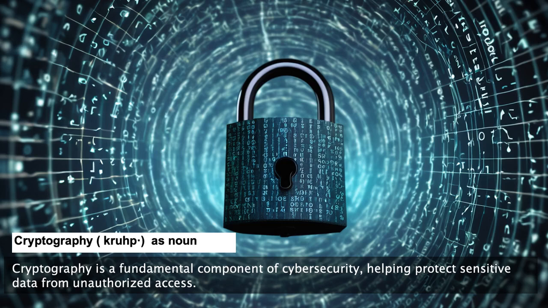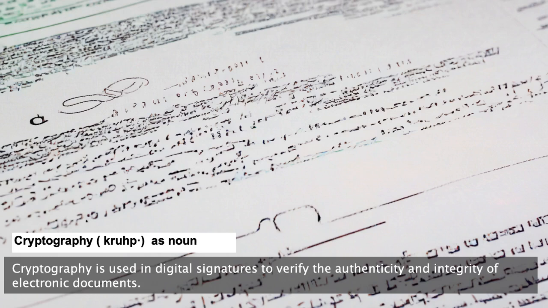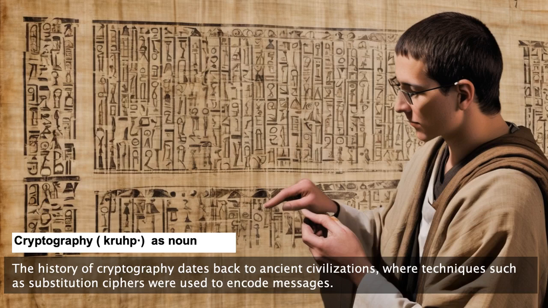Cryptography is a fundamental component of cybersecurity, helping protect sensitive data from unauthorized access. Many messaging apps employ end-to-end encryption, a form of cryptography, to ensure private conversations. Cryptography is used in digital signatures to verify the authenticity and integrity of electronic documents. The history of cryptography dates back to ancient civilizations, where techniques such as substitution ciphers were used to encode messages.